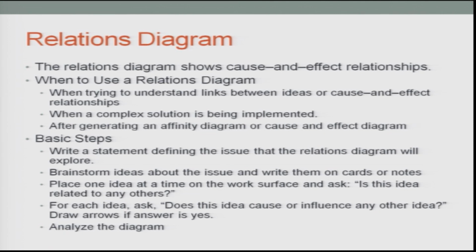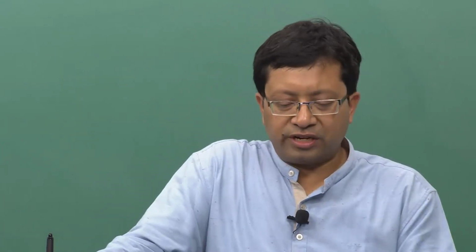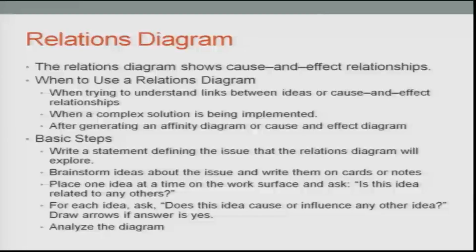When trying to understand links between ideas or causes, or cause and effect relationships, we need to use the relations diagram. When a complex solution is being implemented, the overall relationship between different elements becomes complicated. So, you try to find out the overall linkages between different important points in the cause and effect diagram. You also use the relations diagram after generating an affinity diagram or cause and effect diagram.